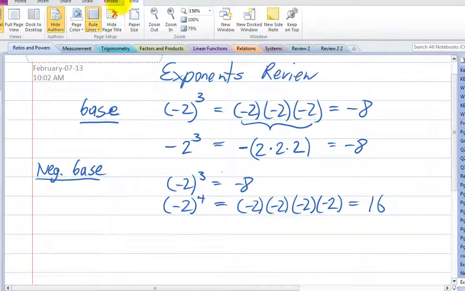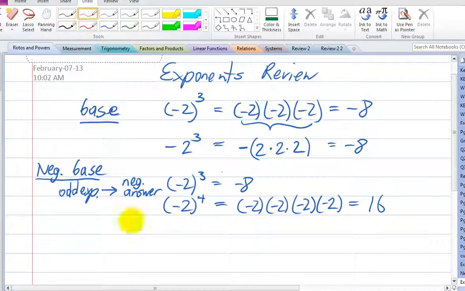So, if you have a negative base, what happens when you have an odd exponent? Yeah, you'll get a negative answer. But the next example, we saw an even exponent. And what kind of answer did we get? Positive answer.